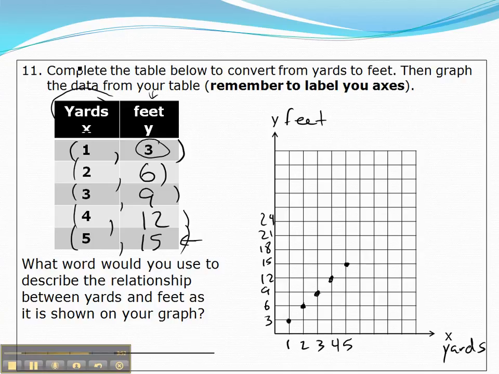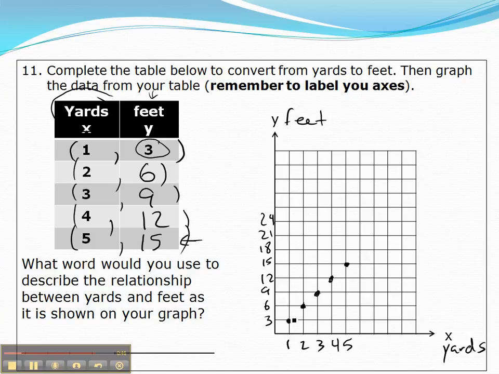Let's make sure we've done everything. Let's reread the problem. Complete the table below. We've done that. To convert from yards to feet. Then graph the data from your table. We've done that. Remember to label your axes. We've done that. Now we just need to answer this last question. What word would you use to describe the relationship between yards and feet as it is shown on your graph?